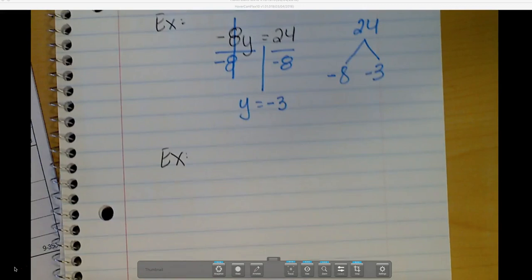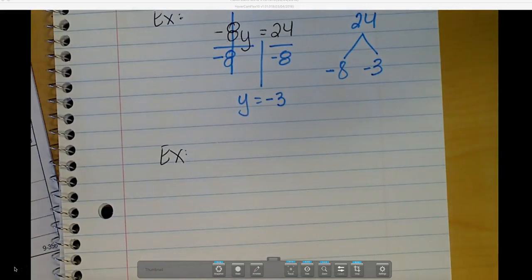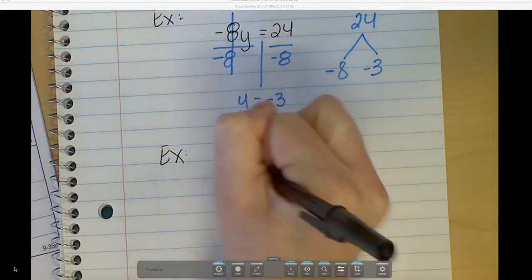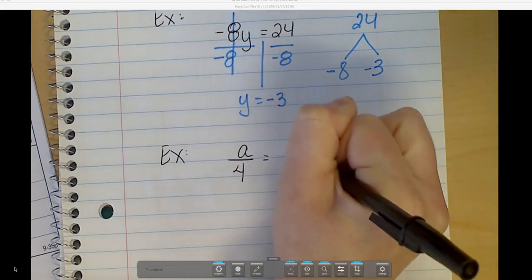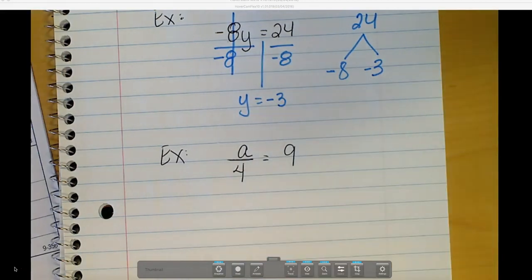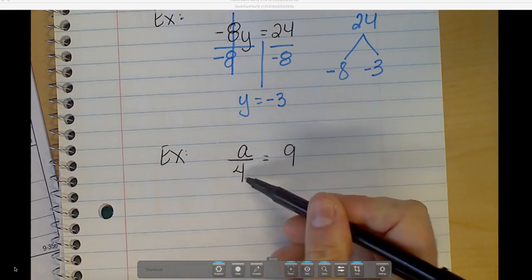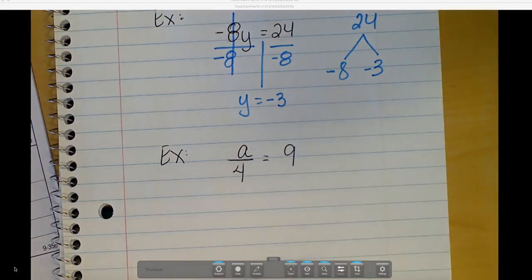Now, what happens if we want to do the opposite of division? So if I give you an example here, a over positive 4 equals 9. Something divided by 4 is 9.